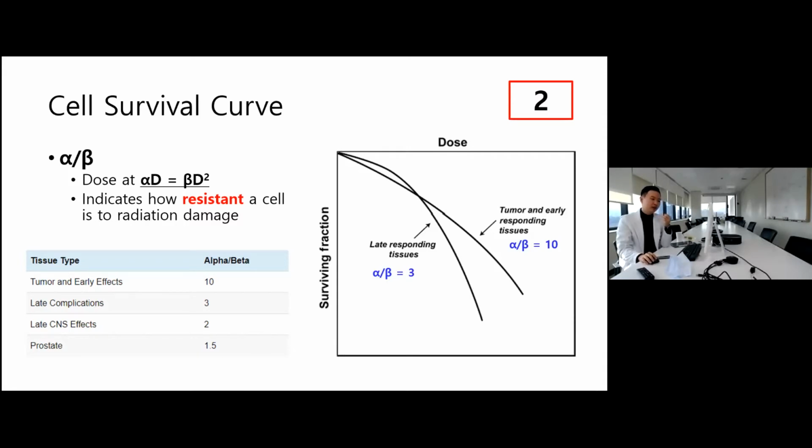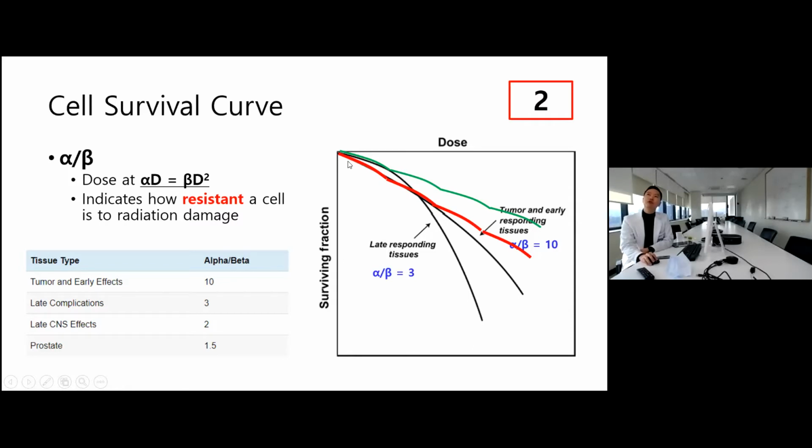So this actually gives a hint why we have to do fractionation. And you can see, if you do fractionation, what happens for these late responding tissues and tumors. The difference is that for the late responding tissues, if you give a dose like this amount and do the fractions, the graph will show like this with 4 fractions.